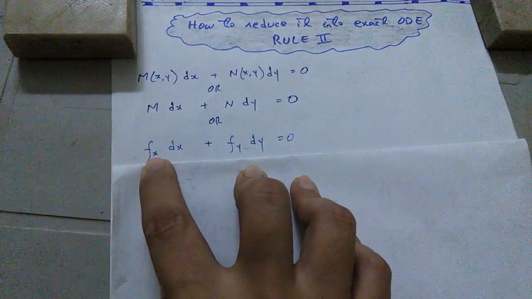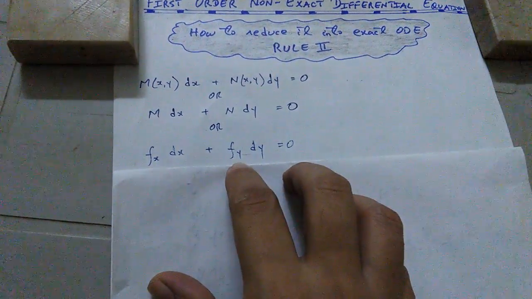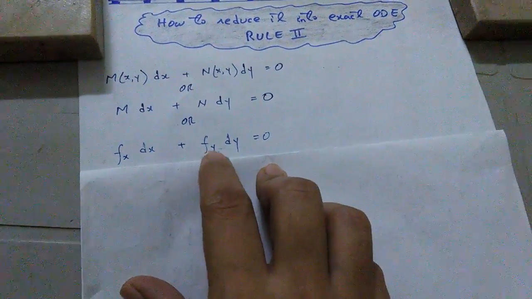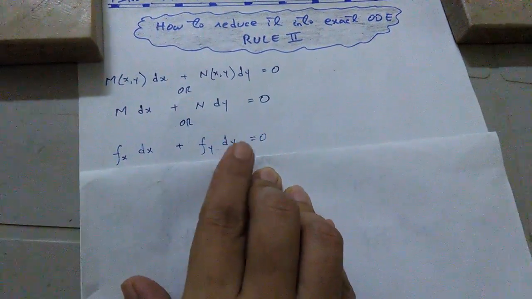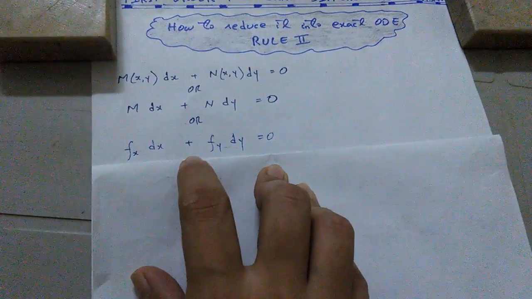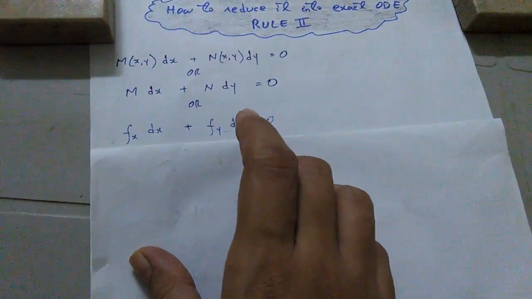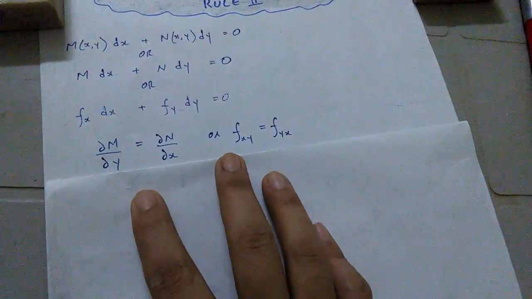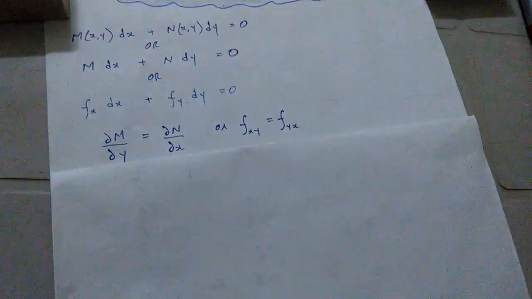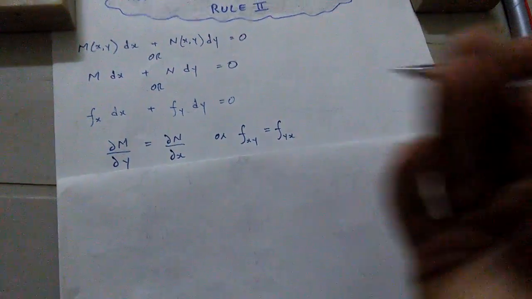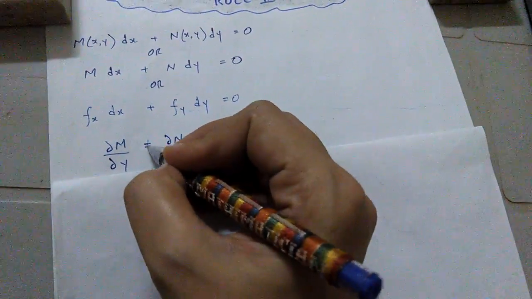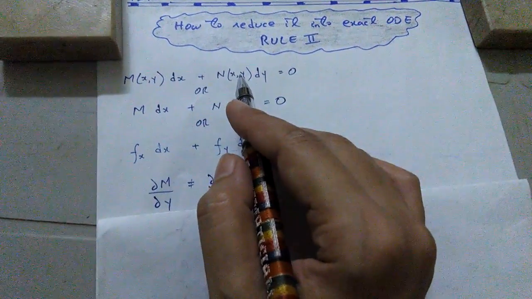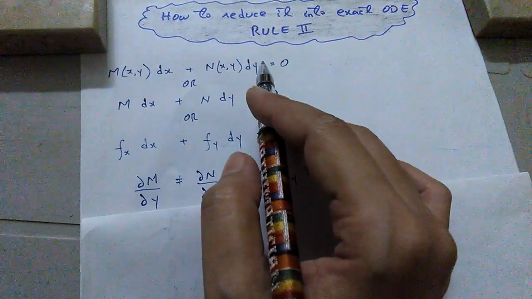and n is the partial derivative with respect to y of the function f in the exact ODE. If they are not expressed in the form of partial derivatives, then they are not going to satisfy this condition. Then it means that this equation is not exact. I mean, it is a non-exact ODE.